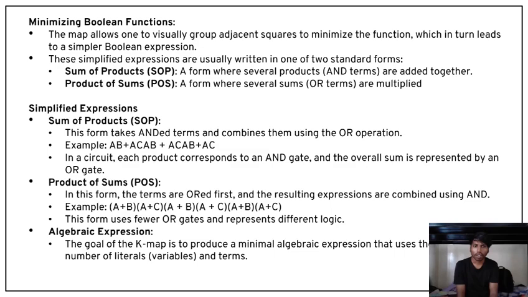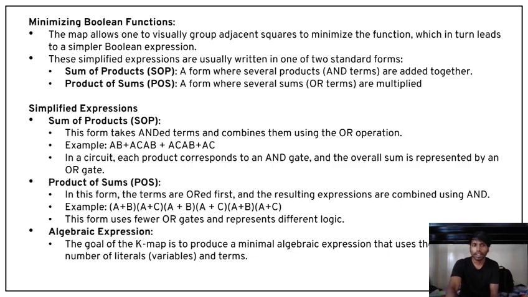And now product of sums. In this form, the terms are ORed first and the resulting expressions are combined using AND. Example: (A plus B) into (A plus C). This form uses pure OR gates and represents the different logic algebraic expression. The goal of the K-map is to reduce to a minimum, as it reduces the number of literals, variables and terms.